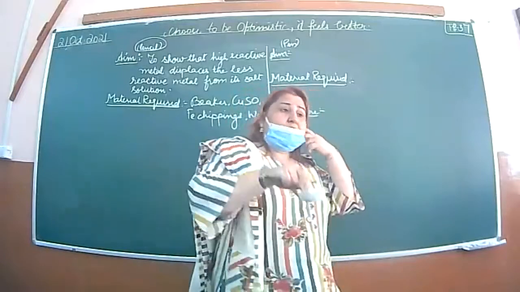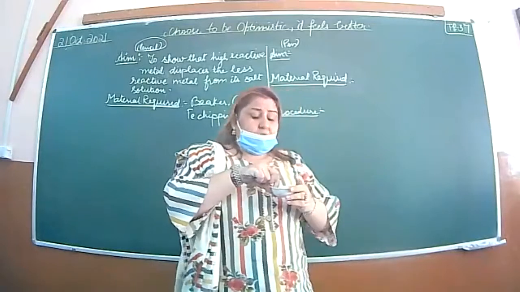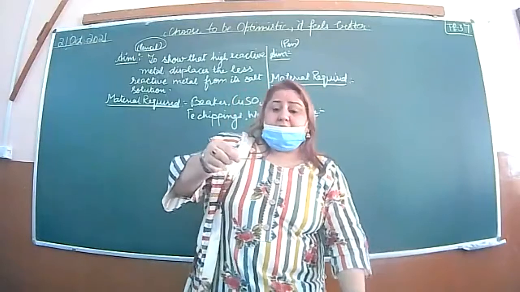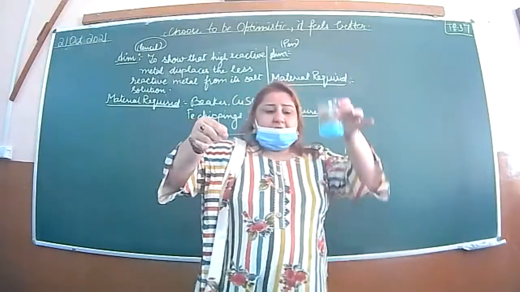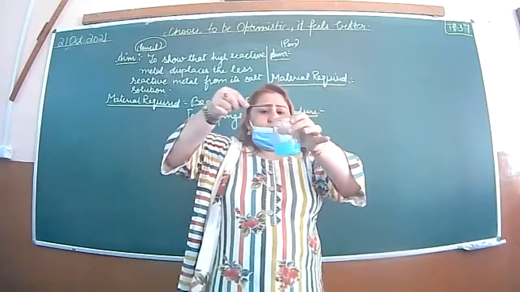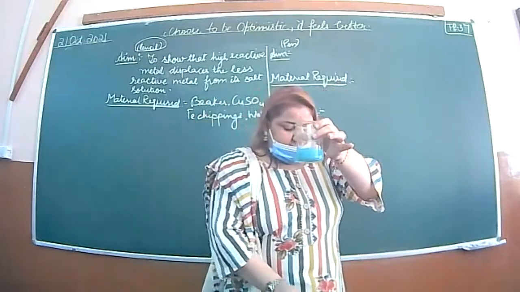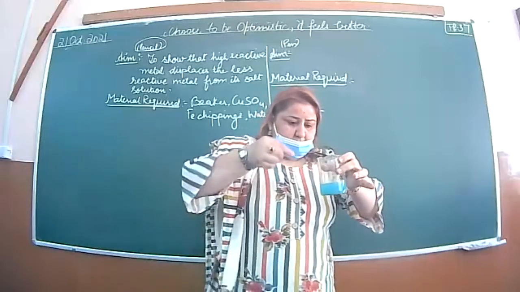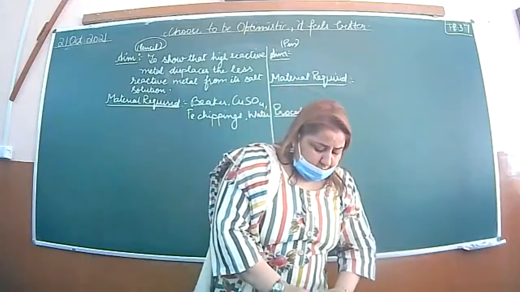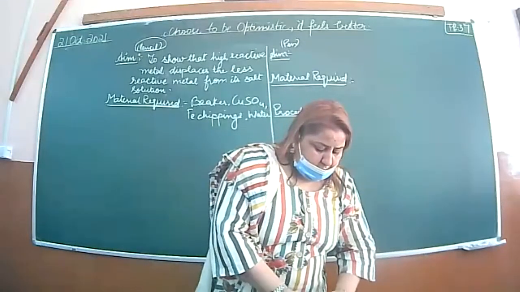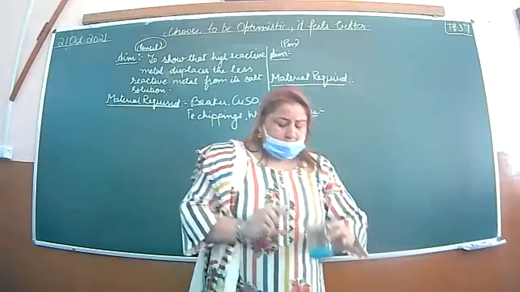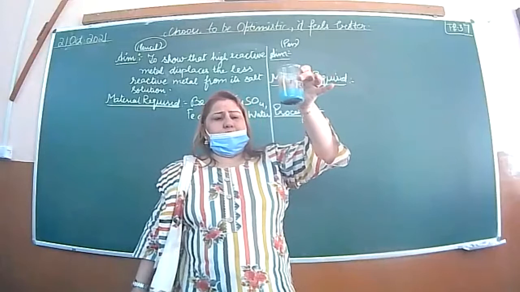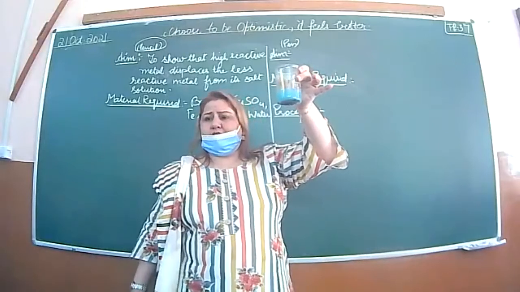Okay. Now I am having the iron chippings. These are the iron chippings. You can see the color. This is of a grayish blackish tone. Now I am adding the iron filling to the solution. Wait for a while. Now you will observe that the color of the solution changes.